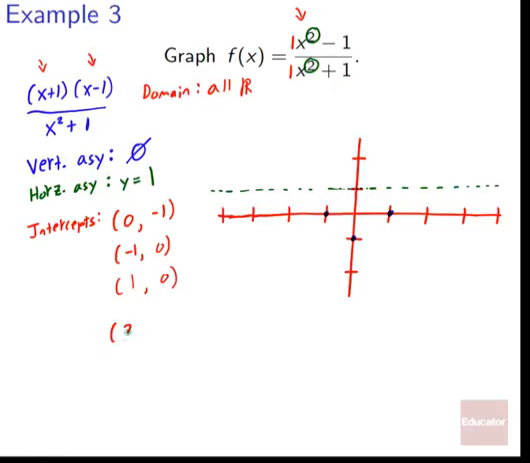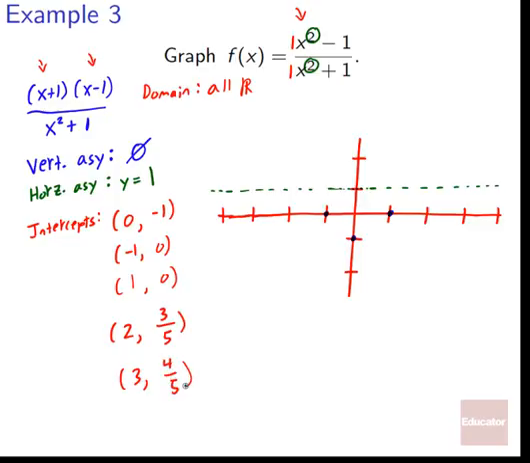At positive 2, we plug that in, we get 2 squared minus 1. So that's going to be 4 minus 1, or 3, divided by 2 squared plus 1. That's going to be 5, so 3/5. Great. Let's try 3. Plug that in. We get 9 minus 1, 8, divided by 9 plus 1, 10. So 8 over 10 simplifies to 4/5.